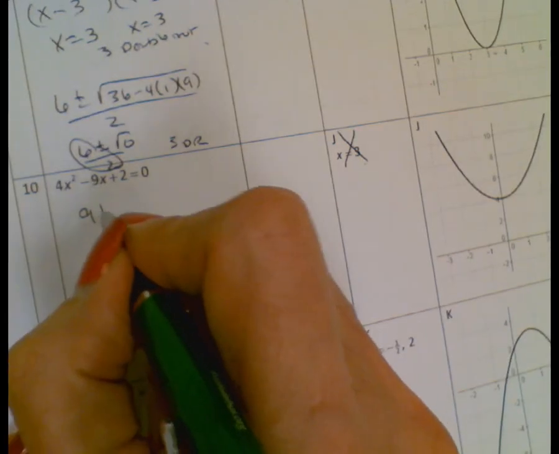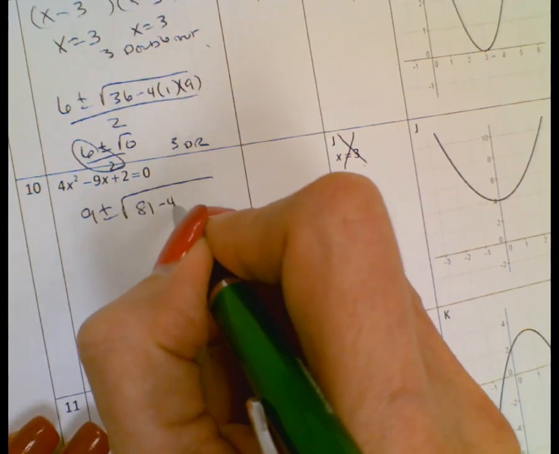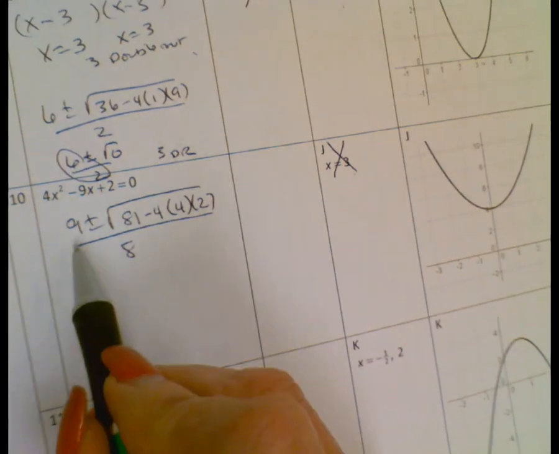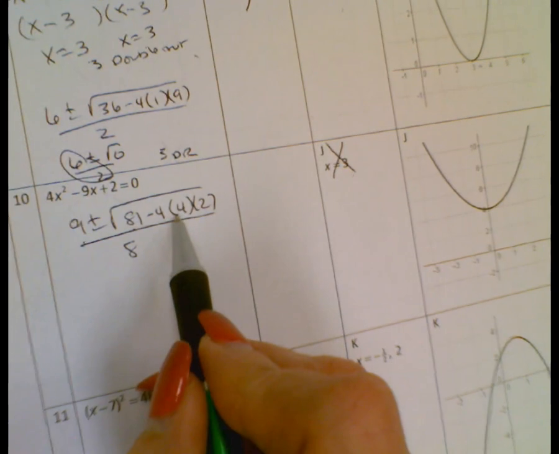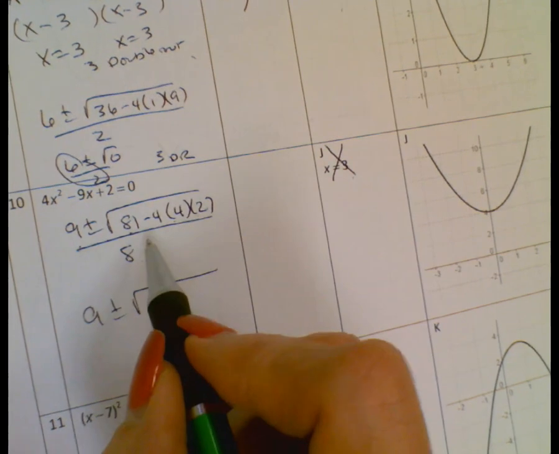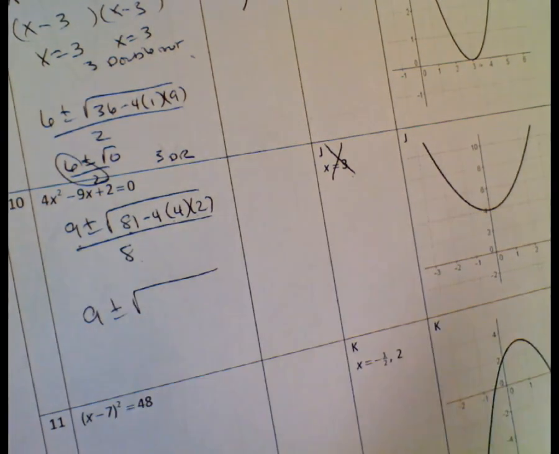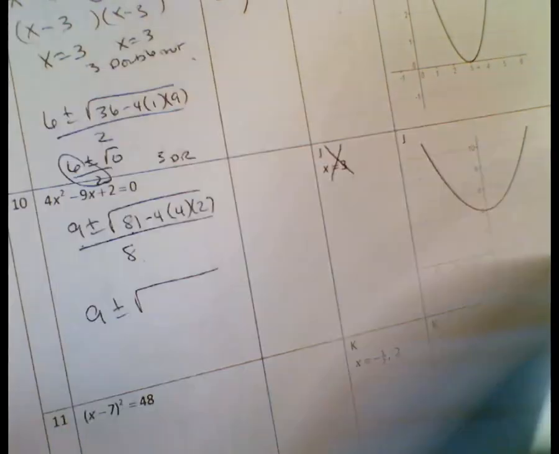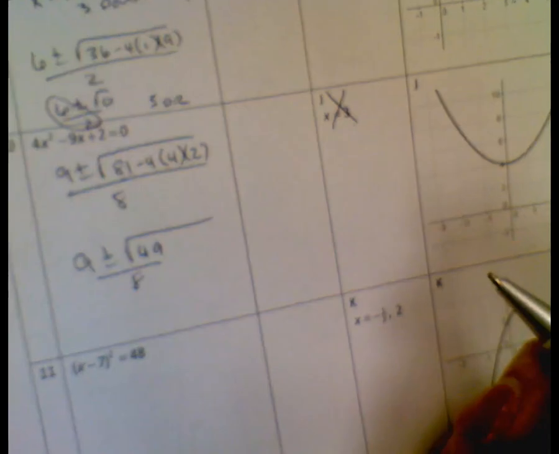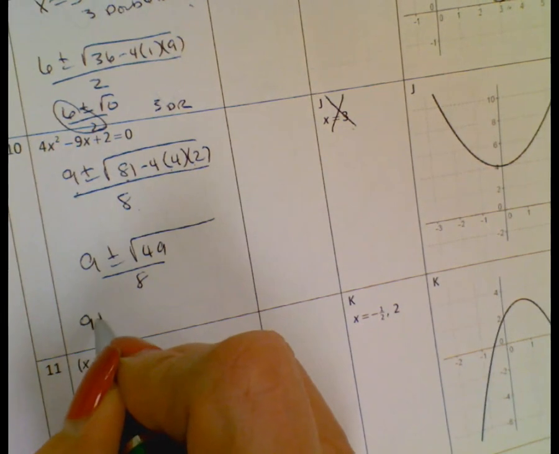Quadratic formula: 9 plus or minus the square root of 81 minus 4 times 2 over 8. So it's the opposite of b, plus or minus the square root of b squared minus 4 times a times c, over 2 times a. So this is 81 minus 32. Let's punch that in. Now, when it's a perfect square, the radical is going to go away. That means these answers will be pretty. So tell me the pretty answers that you're left with.